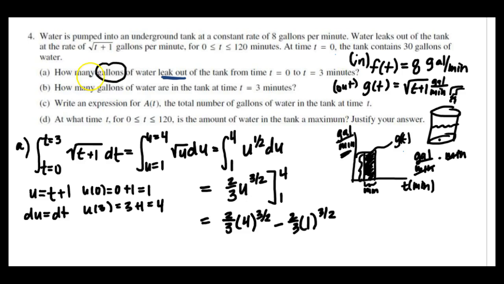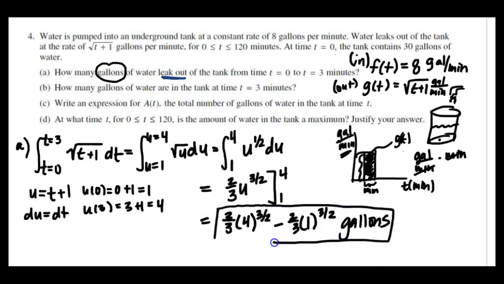Now let's look back at the problem. How many gallons of water leak out of the tank between 0 and 3 minutes? This right here, as ugly and messy as it is, is a numerical answer. So we can stop right there and say this many gallons, whatever this exact number is, leaks out of the tank between 0 and 3 minutes. We should stop here, at the risk of simplifying incorrectly and then losing points, and box in our answer.